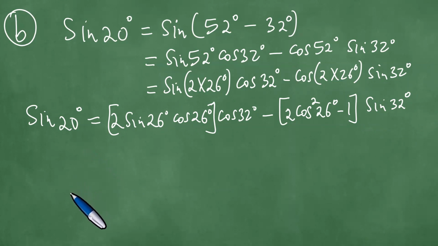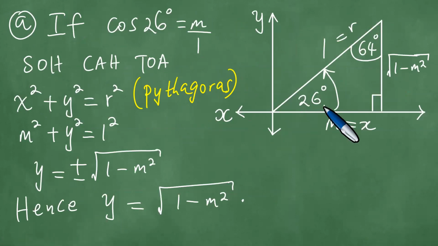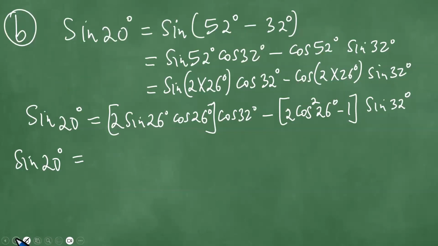Okay, let us reason together and prepare ourselves to solve this. So the sine of 26 can be obtained. And we have, therefore, the sine of 20 degrees, which equals, what is the sine of 26 degrees? The sine of 26 degrees is the opposite over the hypotenuse, so it is the square root of 1 minus m squared over 1, which is 2 into the square root of 1 minus m squared.